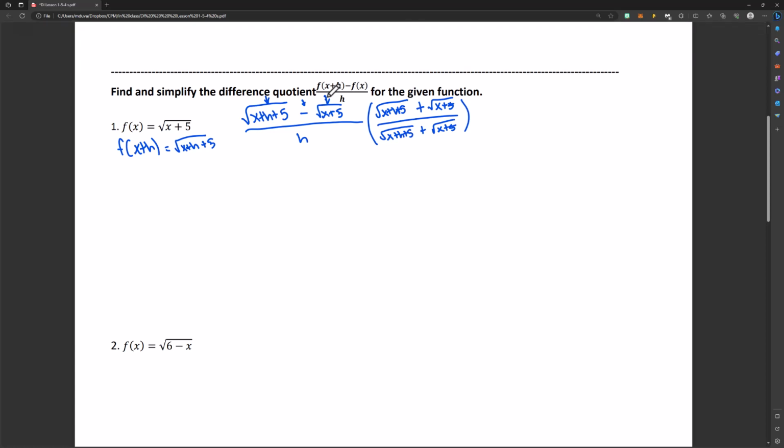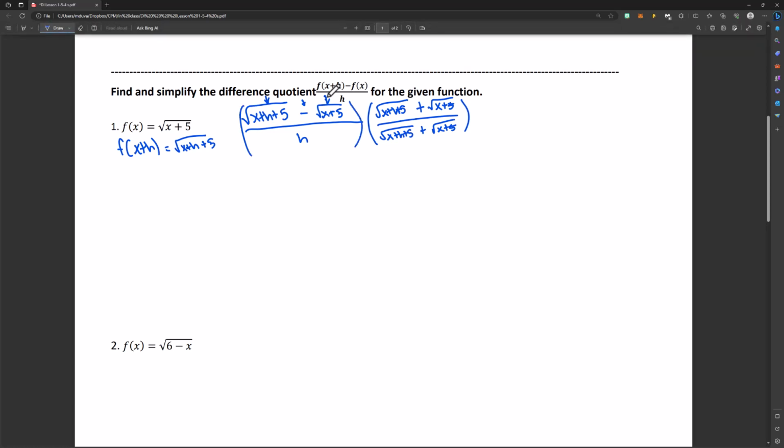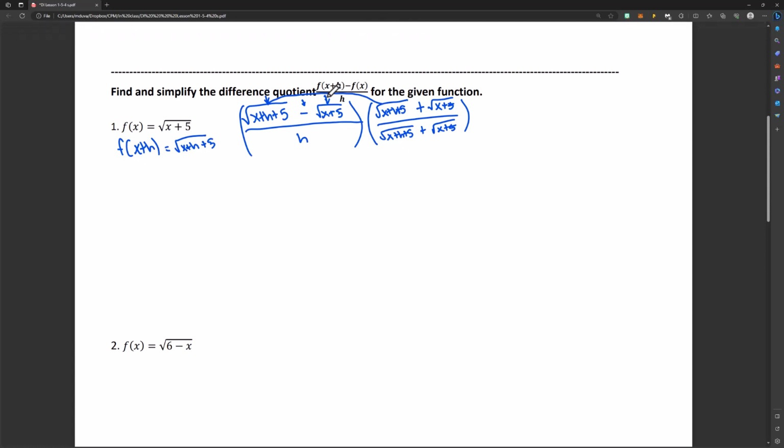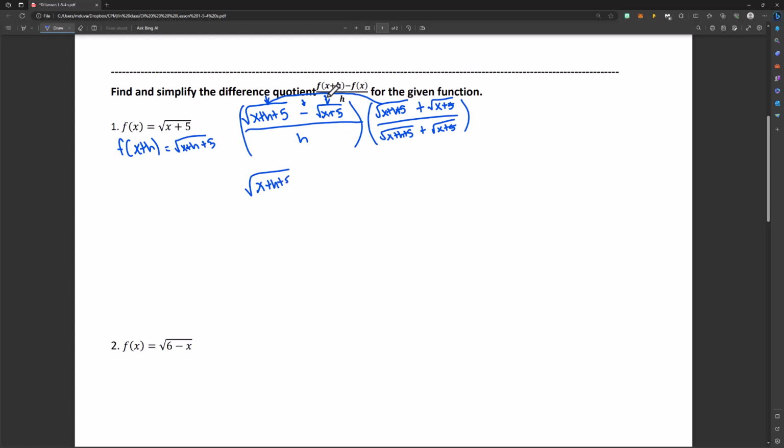Now the bottom we don't have to touch anymore, but the top, we have to multiply this out. We have a binomial and another binomial, so we have to distribute it. So that times that is you're going to get the square root of x plus h plus 5 squared, since there's two of them. That times that is plus the square root of x plus h plus 5 times the square root of x plus 5. Multiply those, minus square root of x plus h plus 5, square root of x plus 5. And then last, minus square root of x plus 5 squared, since there's two of them.